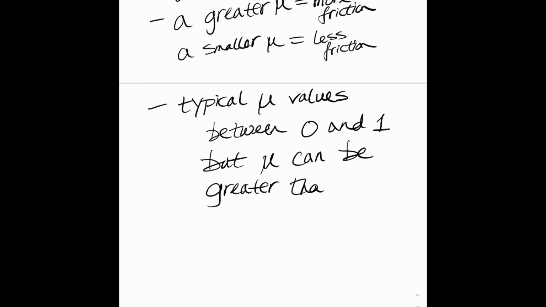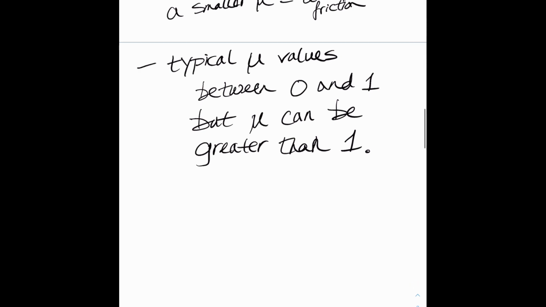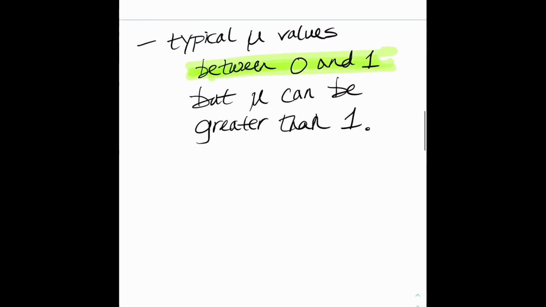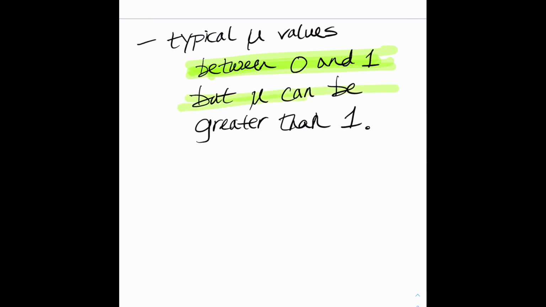So a lot of times in physics problems, we will get mu values of like 0.75 or 0.5 or 0.3 or 0.2. So a lot of times these mu values are between 0 and 1, typically, in our physics problems, but mu can be greater than 1. All right. Okay, what else can we say here?